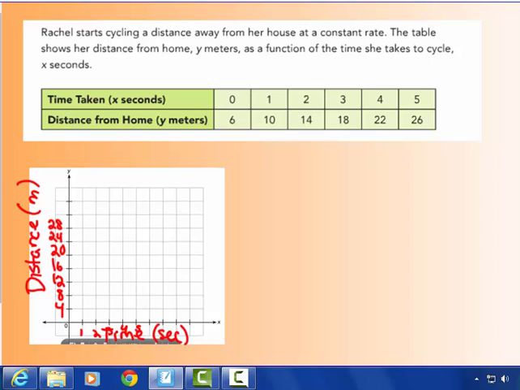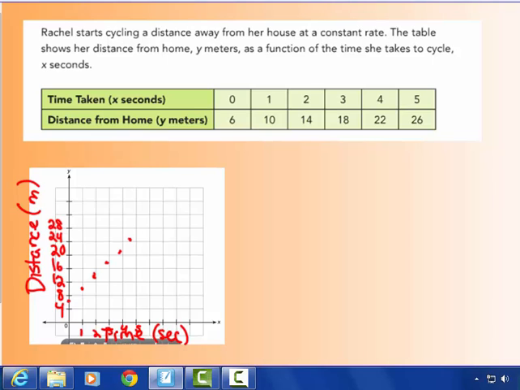Very small one here. So my first point, 0, 6, right there, that's my y-intercept. 1, 10. My graph paper isn't really showing up here, but you can see it on yours perfectly fine. 2, 14. 3, 18. 4, 22, so halfway between 20 and 22. And 5, 26.